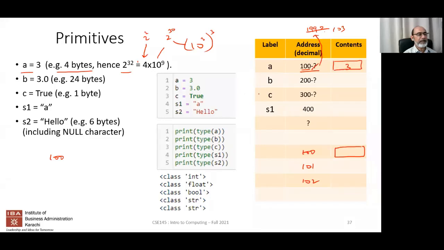Now think of b is equal to 3.0, and now this is a floating point number. In Python, actually, it takes a ridiculous amount of space. Let's not get into why it does that, but it takes 24 bytes for a floating point number. So how much space is this going to take? Again, the number over here is going to be 3.0. From 200 till?